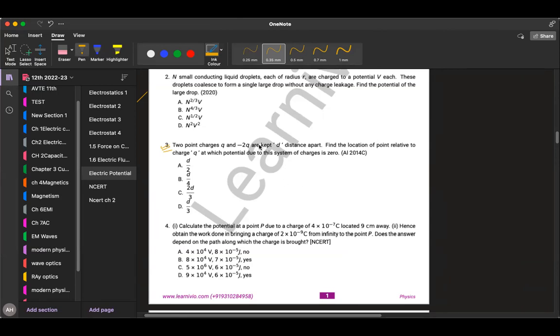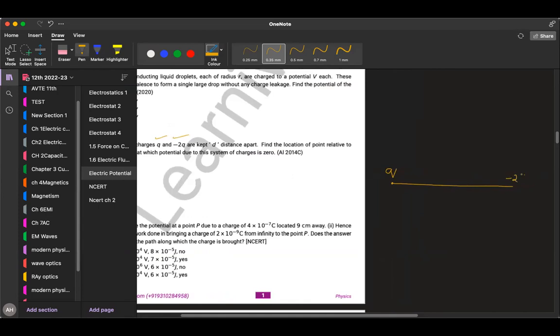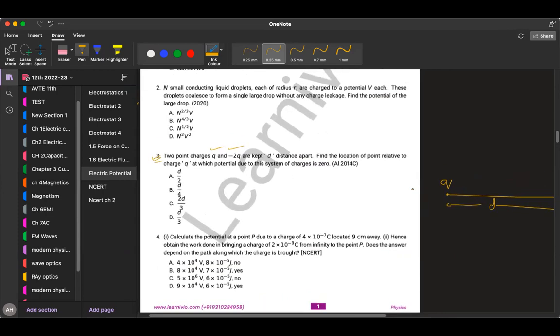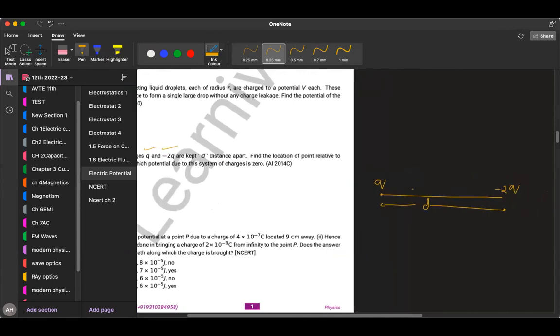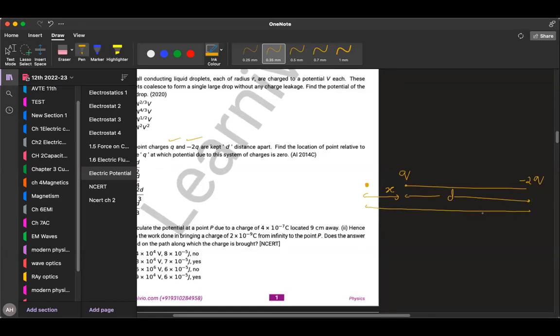Let's check. So you have two charges, the charge Q and the charge minus Q, placed at a separation D apart. So this is Q, and this is minus 2Q. They are placed at a distance D apart. So find the location of the point, relative to charge Q, at which the potential due to the system of charges is zero. So let's assume that the potential here is zero. So this separation is X. This separation is D. There are many, many possibilities. This separation is D plus X.